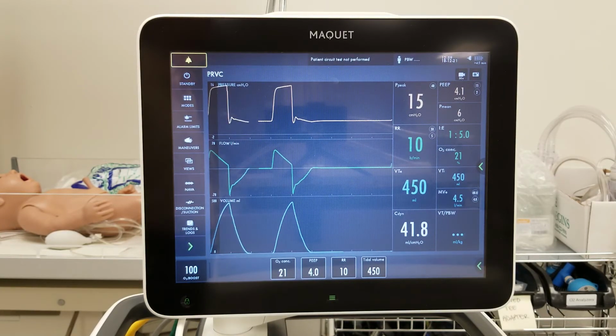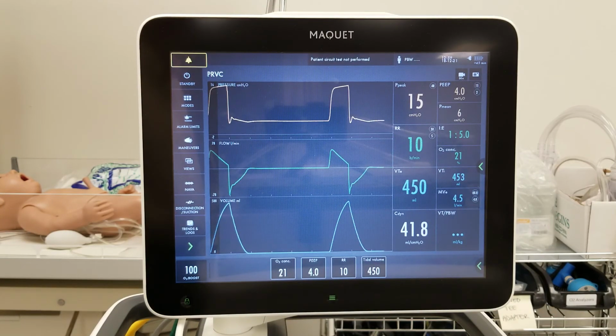Now, if we increased our raw further, we're actually going to see a rise in our peak pressure that we will visibly see, as opposed to just being able to talk about as a theoretical event.